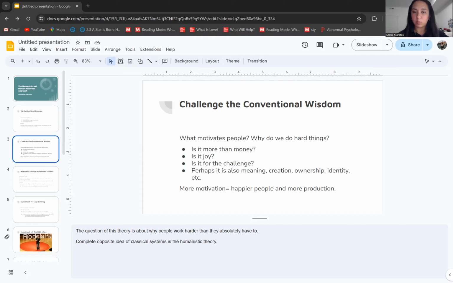What else could be a motivating factor for people? Because we know that when we're more motivated, the people are going to be more happy and there's going to be more production. And I love that this humanistic approach says it's more than just money. It's more than just wanting to get the job done.